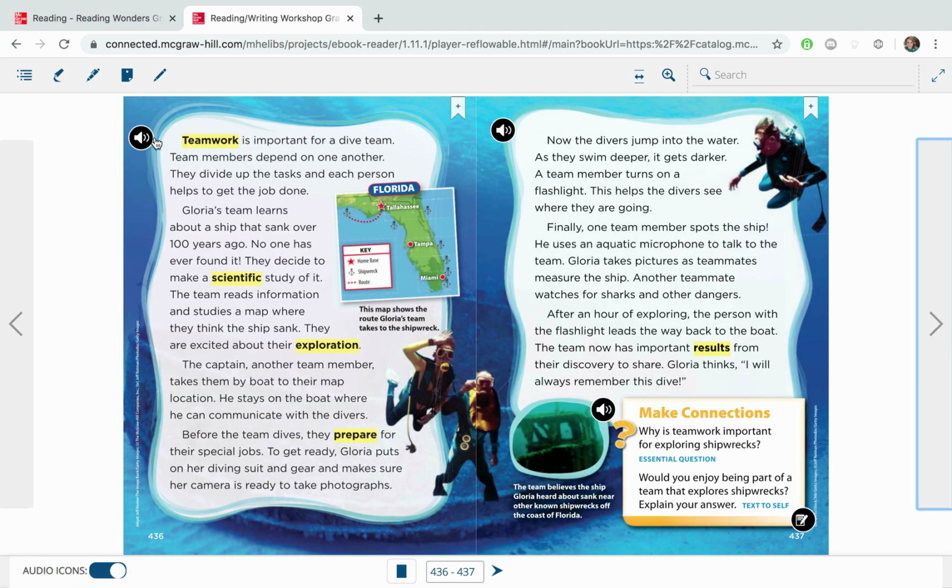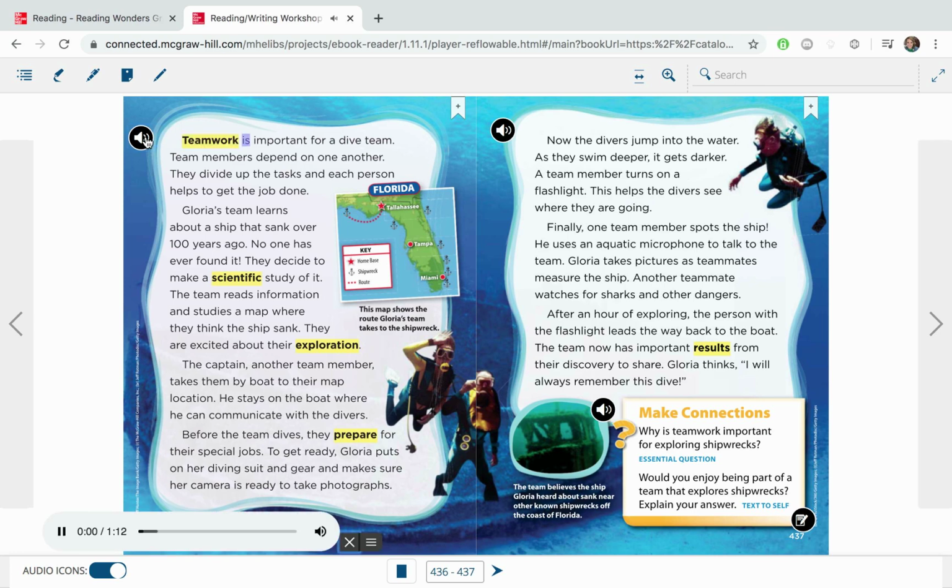All right, teamwork. Teamwork is important for a dive team. Team members depend on one another. They divide up the tasks, and each person helps to get the job done. Gloria's team learns about a ship that sank over 100 years ago. No one has ever found it. They decide to make a scientific study of it. The team reads information and studies a map where they think the ship sank. They are excited about their exploration.